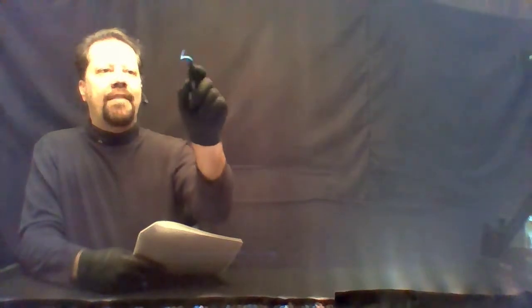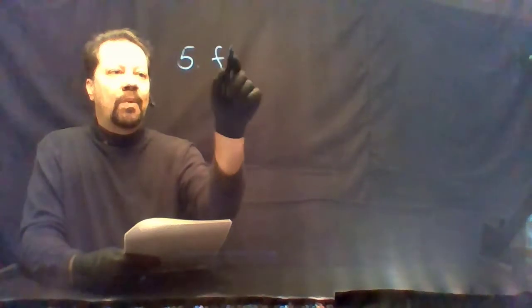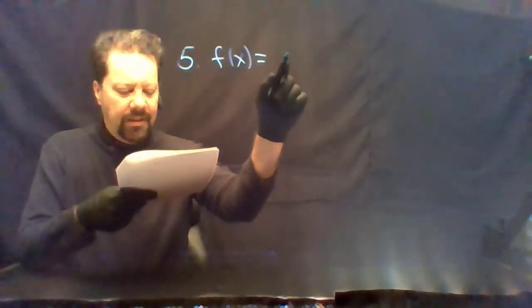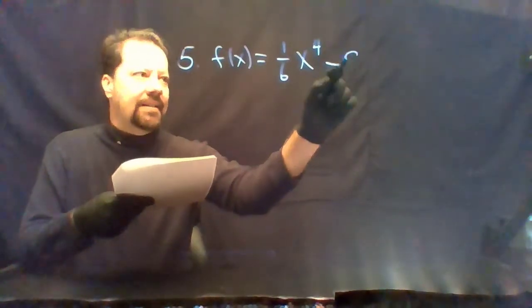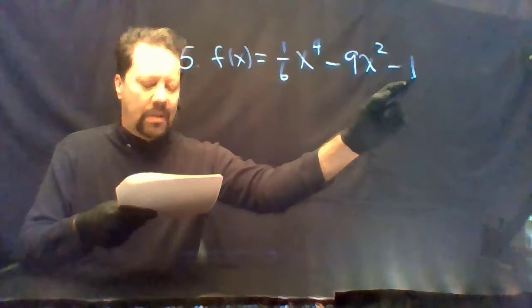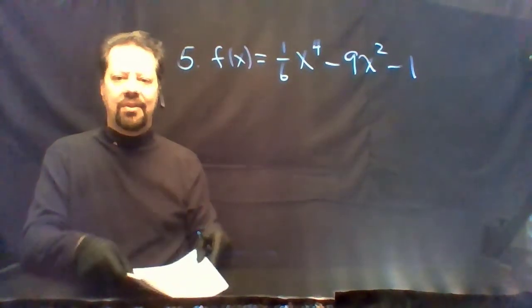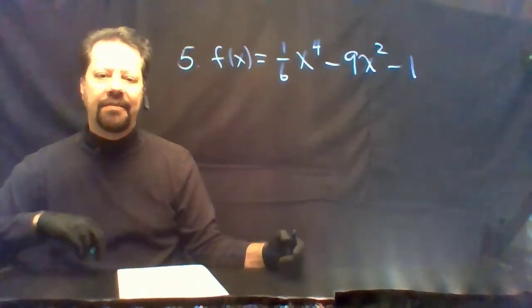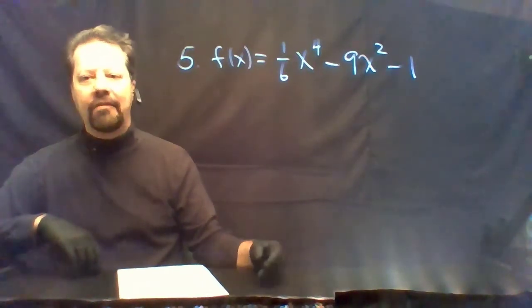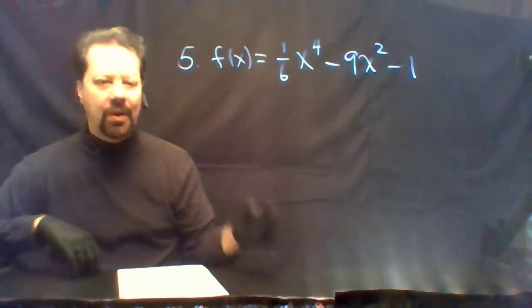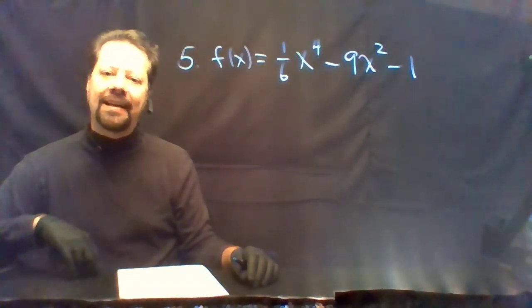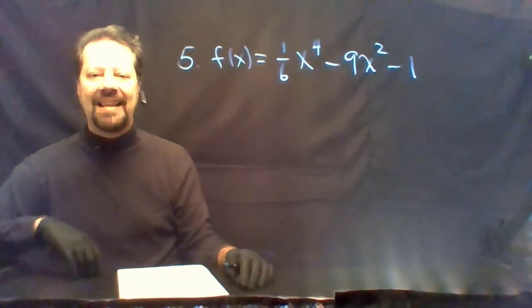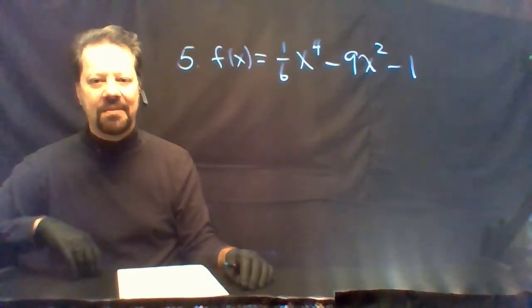On problem 5, I ask you to determine the intervals on which the given function is concave up and where it is concave down. The function itself is 1/6 x to the 4th minus 9x squared minus 1. I also ask you to state the x coordinates of any inflection points. Normally inflection points have both an x and y coordinate, and you state it as a point. In this case, I'm not asking you to do the extra work of finding the y value, but rather just state the x coordinates of any inflection points.